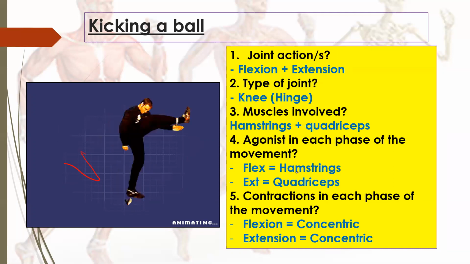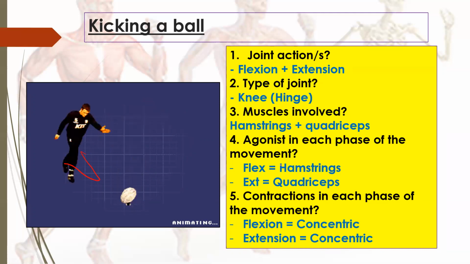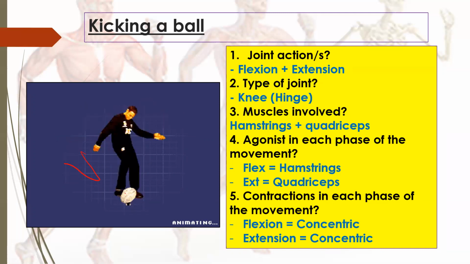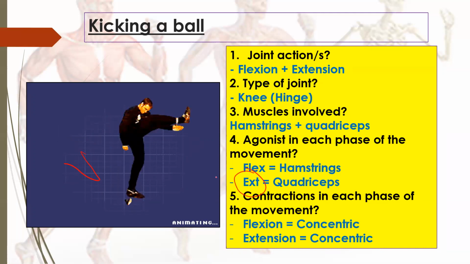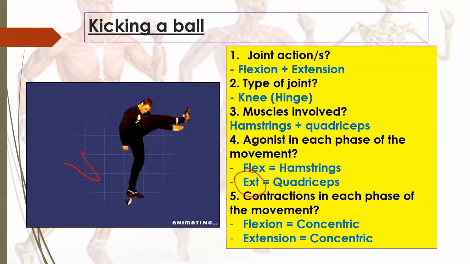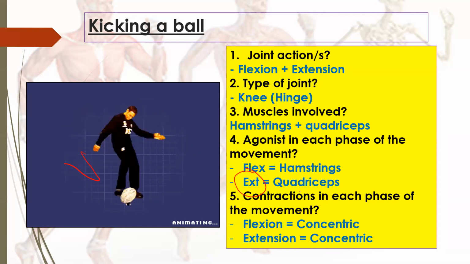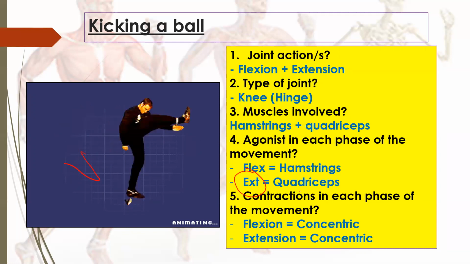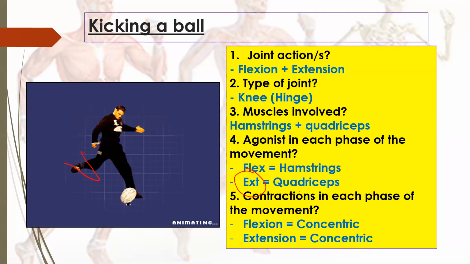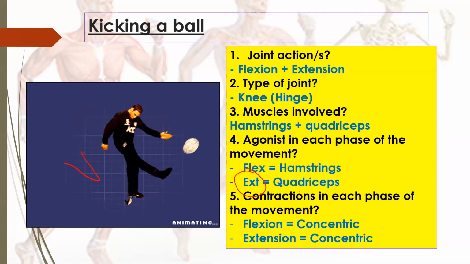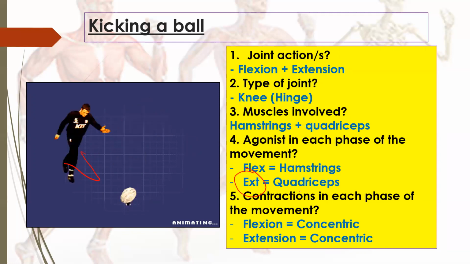So if you put yourself in that position, hold it for a few seconds, you'll feel your hamstrings start to tighten up. Certainly I do. As you move the leg forward to straighten it to kick the ball, that's extension, and the muscles that are responsible for that movement are the quadriceps. Now the contraction in each phase of the movement, flexion is concentric, but also the extension is concentric, because there's no slow controlled downward movement in this example. So they're both concentric. As long as it's not controlled downward movement, i.e. slow and steady movement lowering down, then it's going to be concentric.